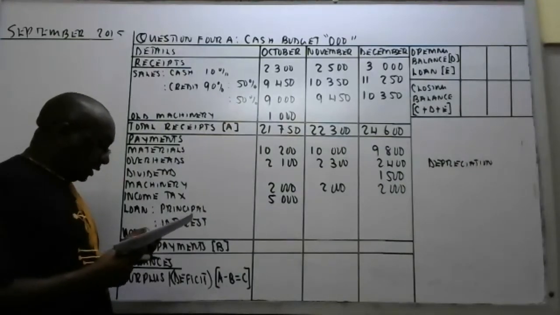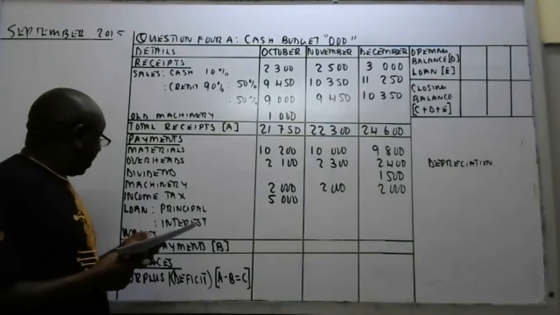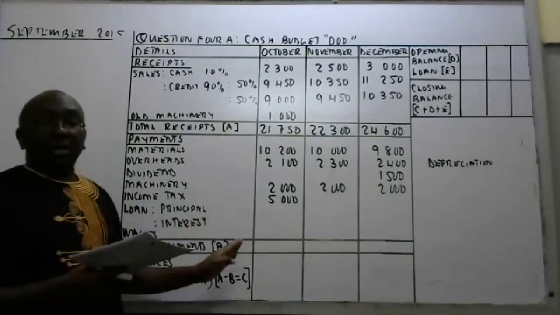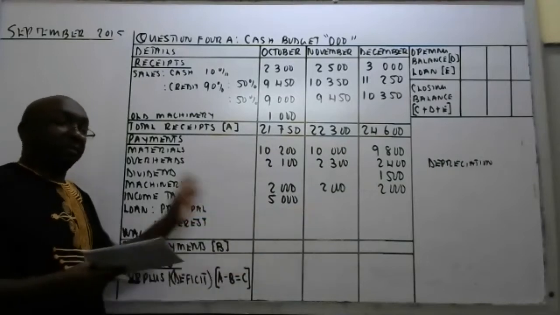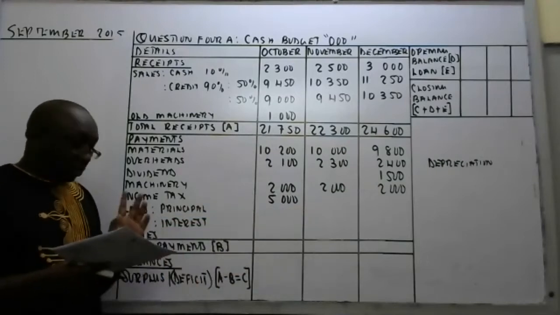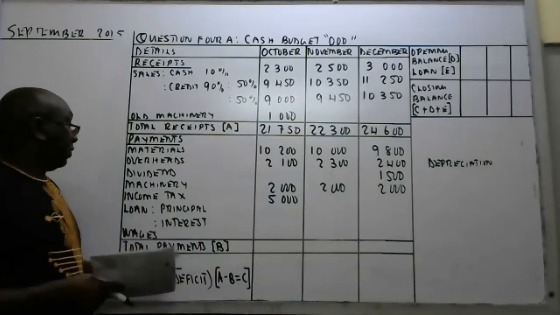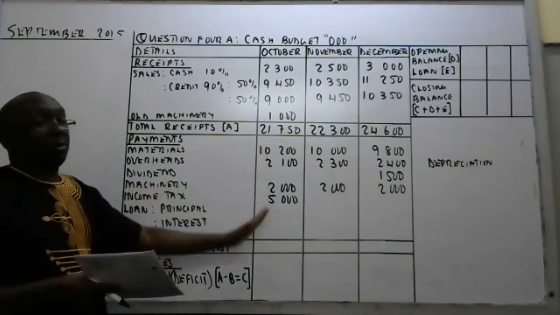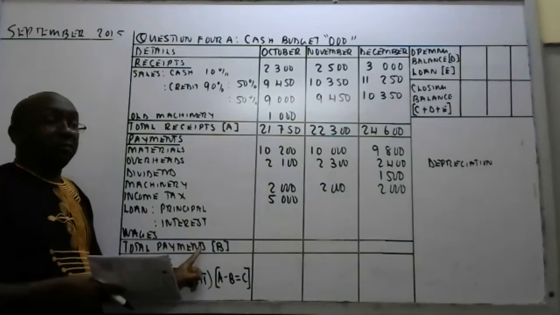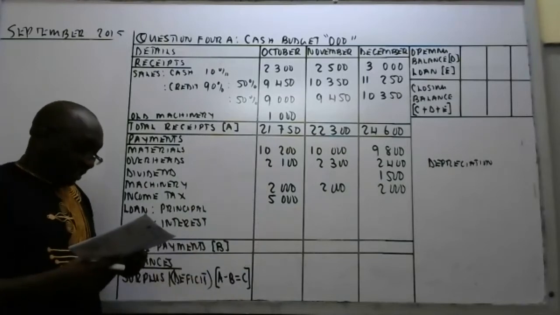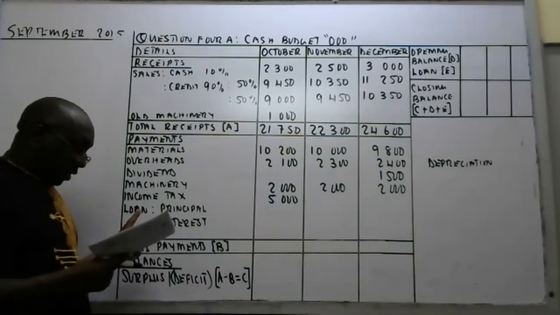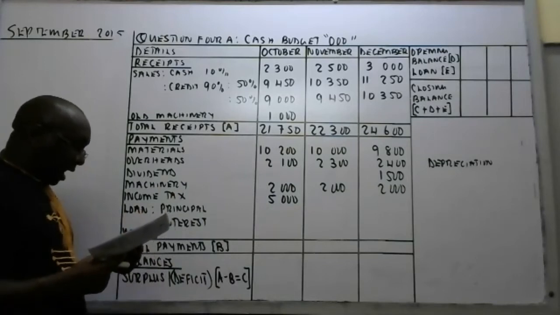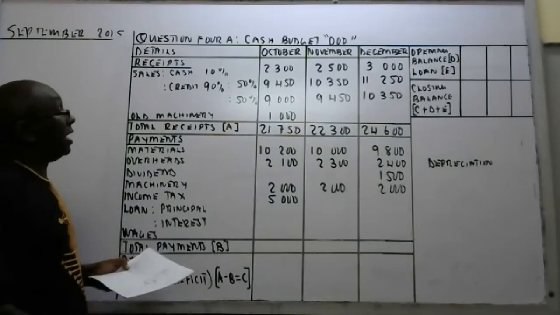The next one is about the loan. This one is only applicable in the next month, unless we are told that in the previous month there was a loan. So for this month of October, we are not going to have the loan payment. Instead, we are told the opening cash balance is supposed to be 800.